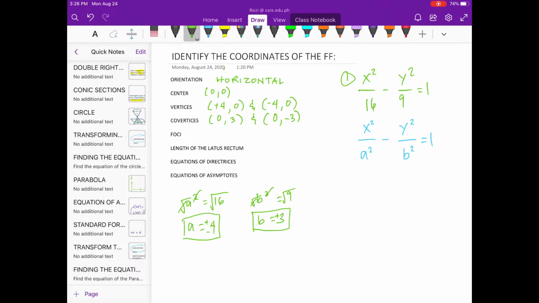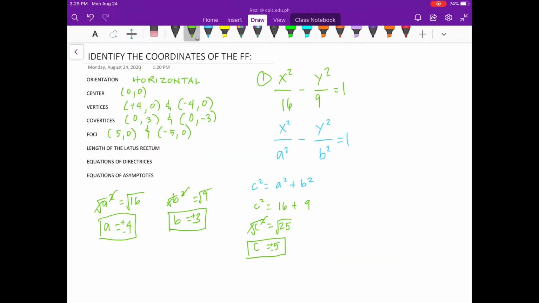For the foci, we need to solve for c. Substitute the values into the Pythagorean theorem. We have c squared equals a squared plus b squared, so our foci are (5, 0) and (-5, 0).